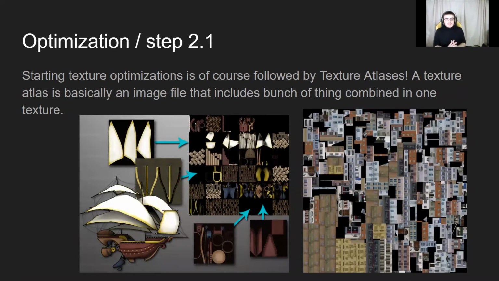A texture atlas is basically an image file that includes a bunch of things combined in one texture. So let's say you have this steampunk ship in your scene, which has an individual texture file for each, like sails, iron things, like compressors in here. You are going to combine all of them in just one. And in image 2, example 2, we have a whole huge city in just one texture. That's basically texture atlases.